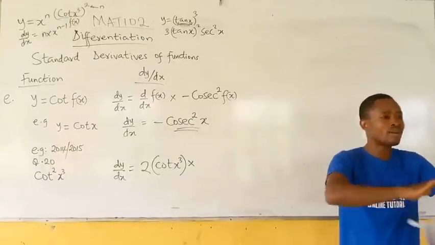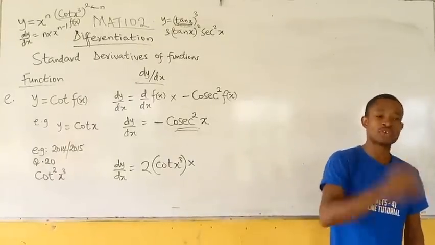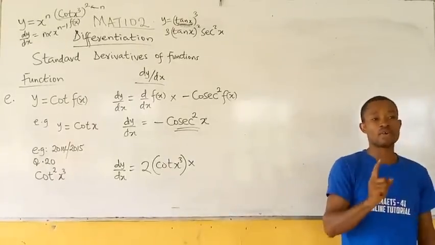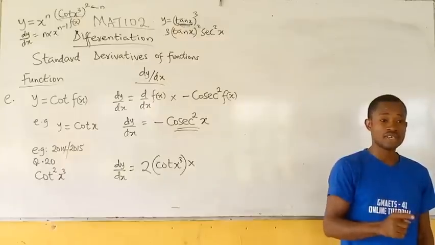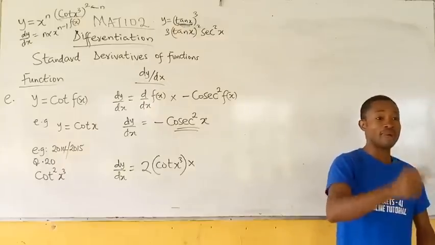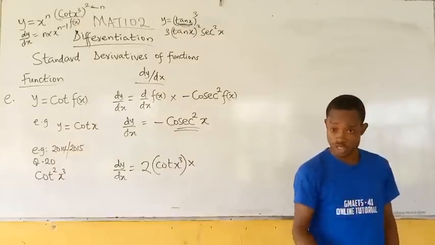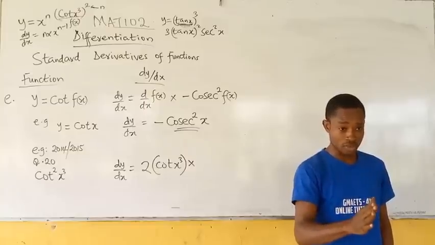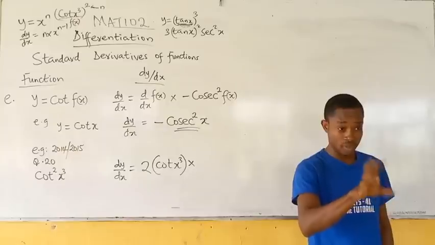You follow the normal derivative of that function. Identify its minor, which is x cubed. Differentiate it. Then remember to multiply it by, you differentiate the major, which is cot. Is that not so? Are we ready?